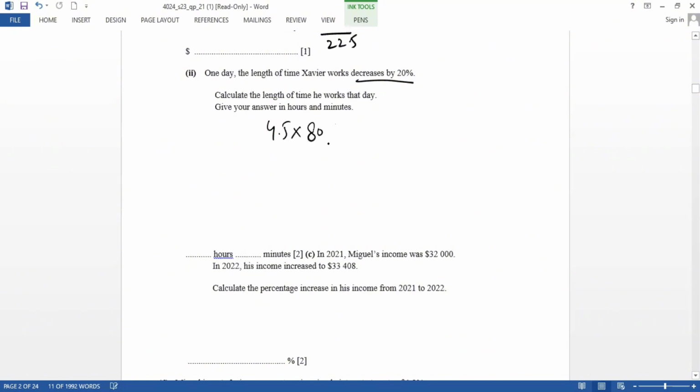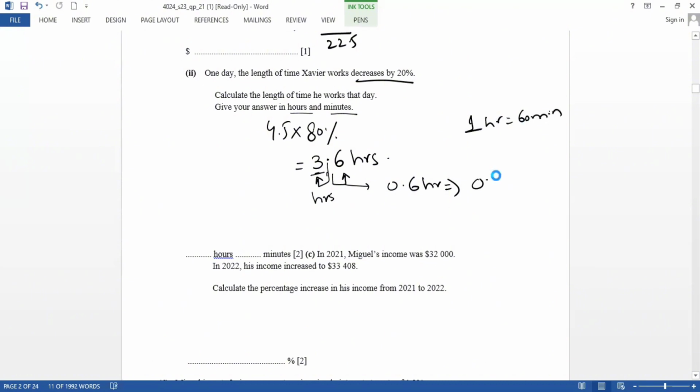Now he works for 80% of these hours. So that is 3.6 hours. But we need an answer in hours and minutes. So you need to know that the figure before the point depicts the hours, and the figure after the point depicts the minutes, as there are 0.6 hours, and in 1 hour, we have 60 minutes. So 0.6 into 60 equals 36 minutes. So we have 3 hours and 36 minutes.